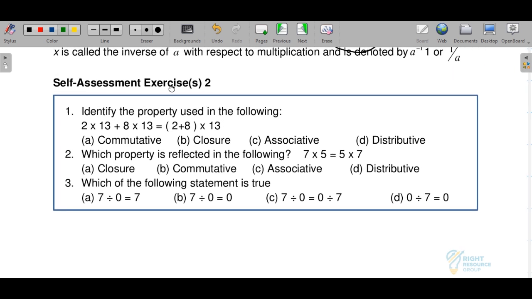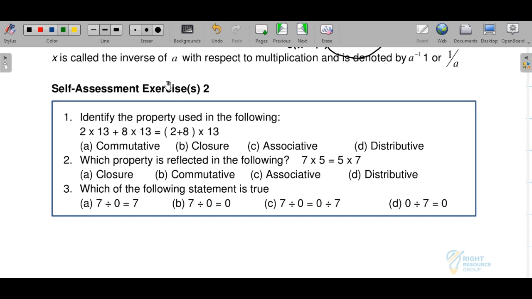So let's quickly look at some self-assessment here. We have to identify the property used in the following: 2 multiplying 13 plus 8 multiplying 13 equals 2 plus 8 multiplying 13. So this is a distributive property, because you see that they are opening the bracket, they are distributing 13. They distributed 13 to 2 and then to 8, so it's a distributive property.